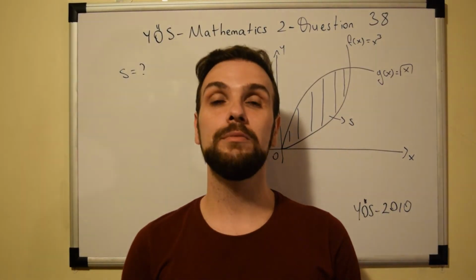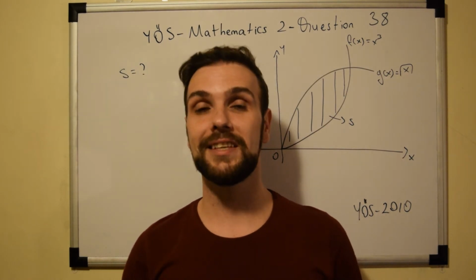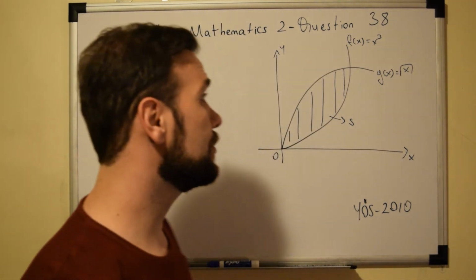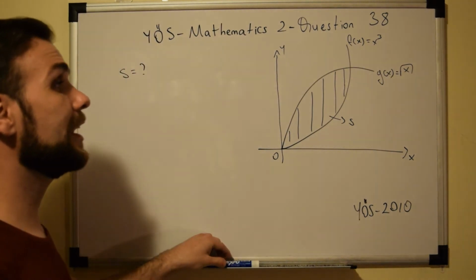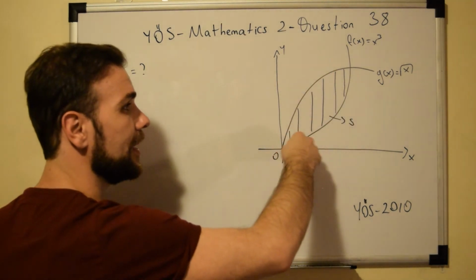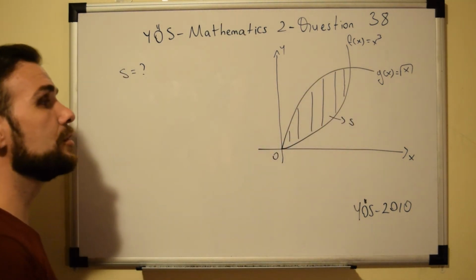Greetings everyone, and welcome to question number 38, which is at the same time the last question of the YÖS Examination Mathematics 2 section. In this question, as you can see, we have a coordinate plane, and within this coordinate plane we have two functions, and we have to find the area of this sector. So how do we do that?